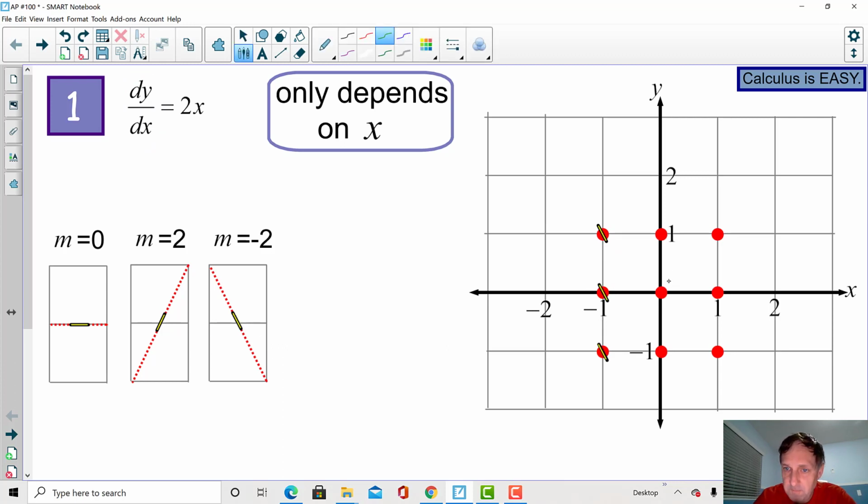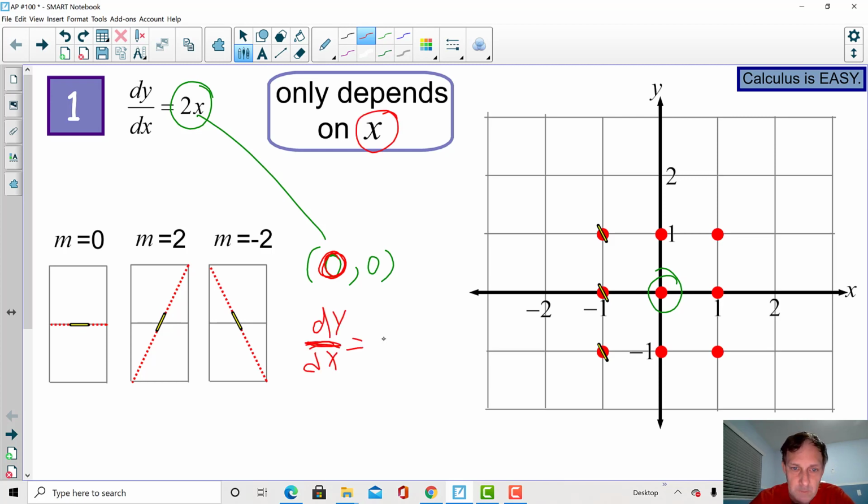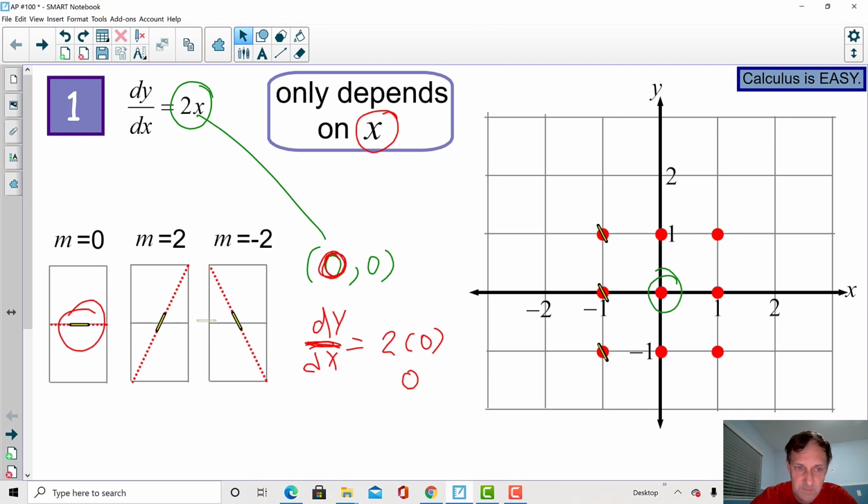Now let's try another point, maybe 0, 0, for example. If I plug in the point 0, 0, it's the x value that's being plugged in because this slope field only depends on x. So if I plug in my 0 for the x, I'm getting 2 times 0, which is 0. And a slope of 0 looks like this. So we can drag this over here. And when x is 0, the slope is 0. And it doesn't matter what the y value is.